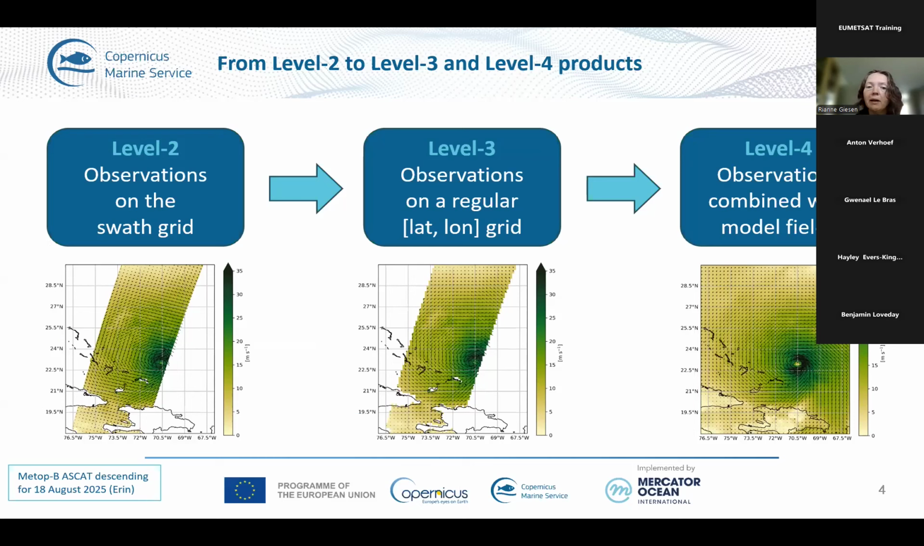And then for some applications, it is necessary to have global coverage, homogeneous fields, for example, for forcing models. And for those purposes, we also produce level 4 products. And in our case, it's a combination of observations and model fields. We actually use ECMWF hourly model wind fields, and then apply a bias correction, which is based on scatterometer observations to remove persistent biases in the model fields. But I will tell you more about this later in the presentation.